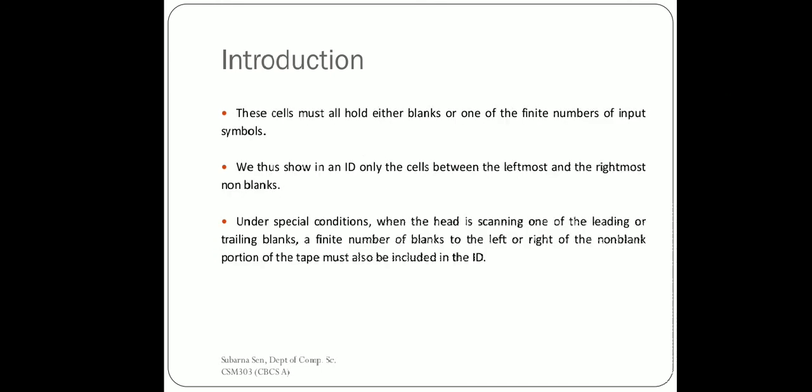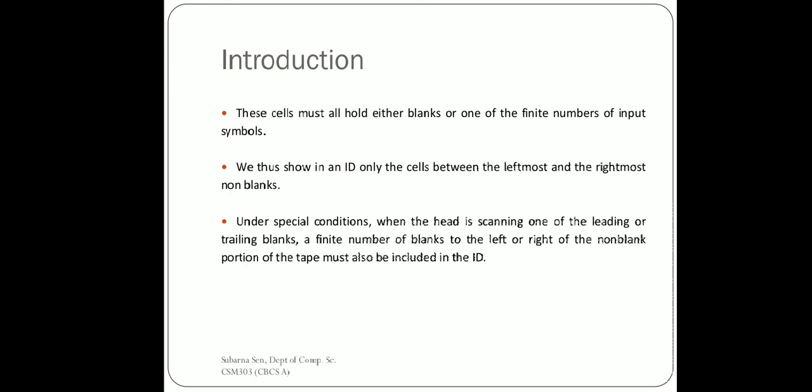Fine. So these cells must hold either blanks or one of the finite number of input symbols. It may have a blank, or it may have any one of the finite symbols; we are just initializing the tape symbols in that fashion to mark that we have the cells with us. We show in an ID only the cells between the leftmost and the rightmost non-blanks, right? Those are the cells we are going to process here.